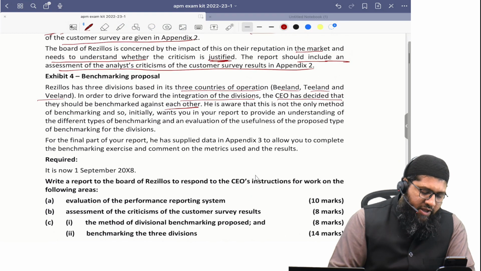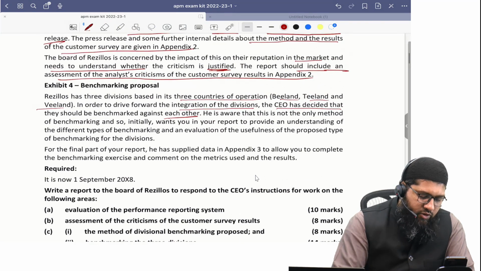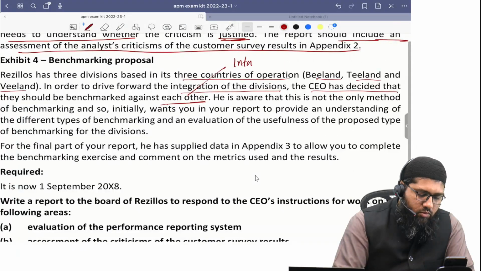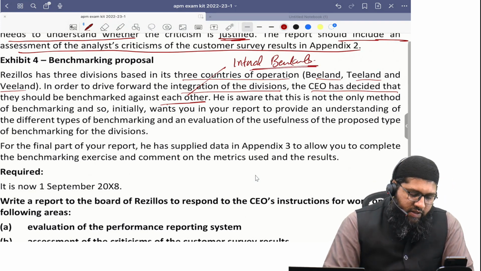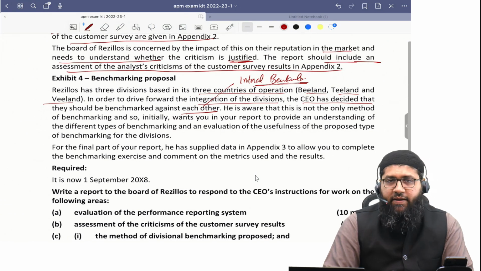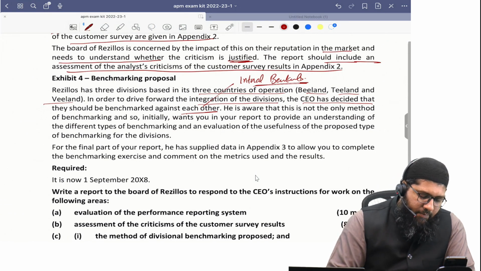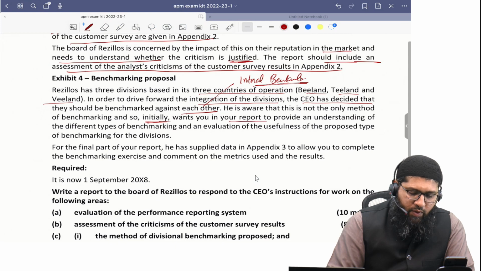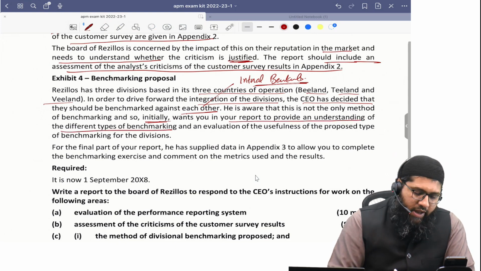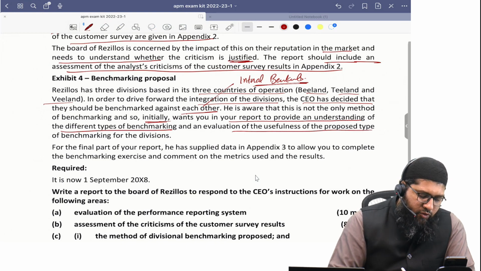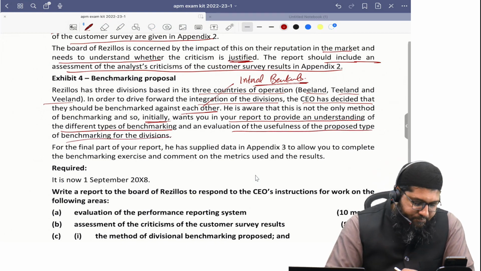So this is possibly called internal benchmarking. What is it called? It is called internal benchmarking. He is aware that this is not the only method of benchmarking. So initially, he wants you in your report to provide an understanding of the different types of benchmarking and an evaluation of the usefulness of the proposed type of benchmarking for the divisions.